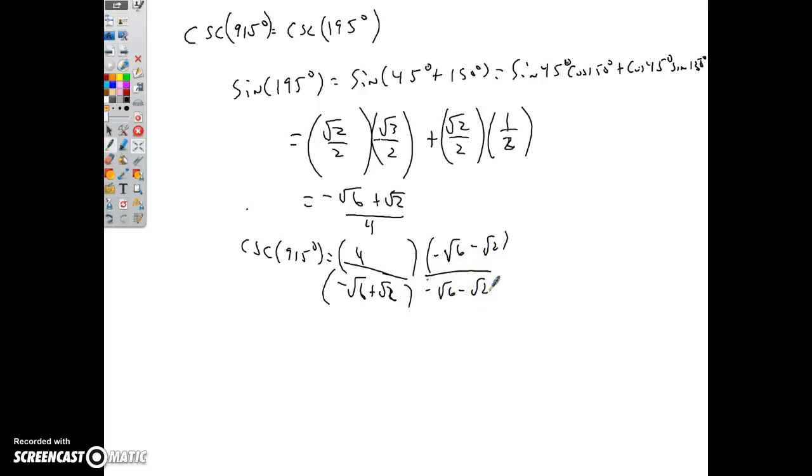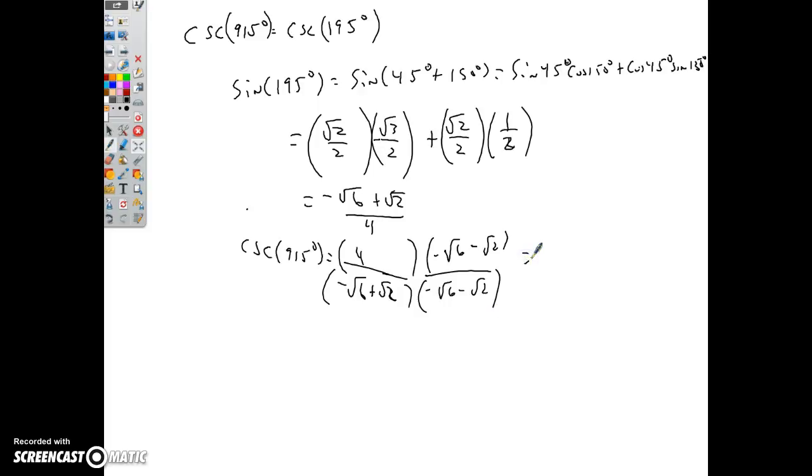Wait, would you not do the opposite? I did the opposite on the bottom. Oh, we wouldn't multiply by positive root 6. You could actually do that, and it would work. I'm going to be consistent and say I'm just going to change this sign. That's all I'm doing right now. If you recognize that could also be written as root 2 plus root 6, that would give you the right answer too. That's totally fine. Nothing wrong with that at all.